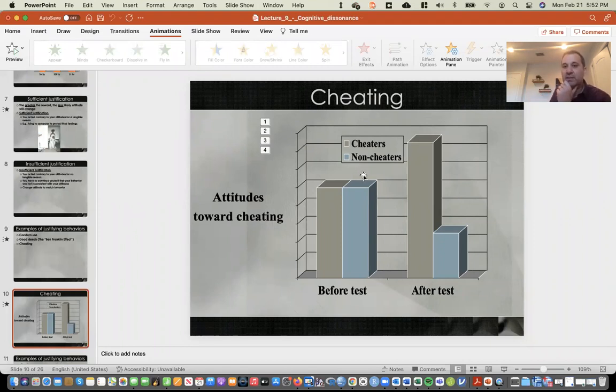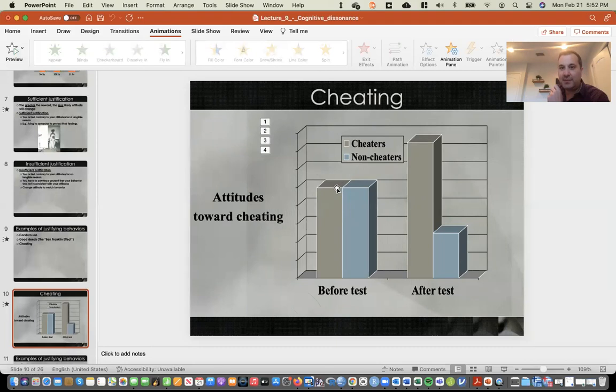So once the researchers have figured out which of the kids cheated and which didn't, you can divide them into cheaters and non-cheaters. And you can retrospectively look to see what their attitudes towards cheating were before the test was administered. And on average, the cheaters and the non-cheaters had roughly the same attitudes towards cheating before the test. Then the test is administered and the cheaters cheat and the non-cheaters obviously don't cheat.